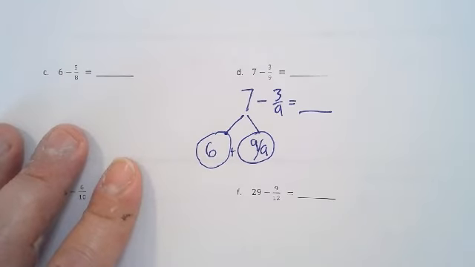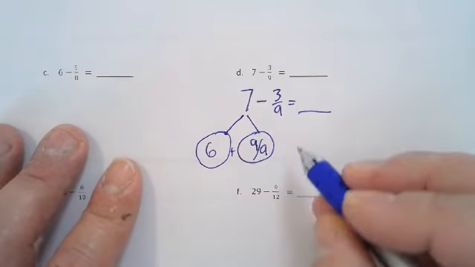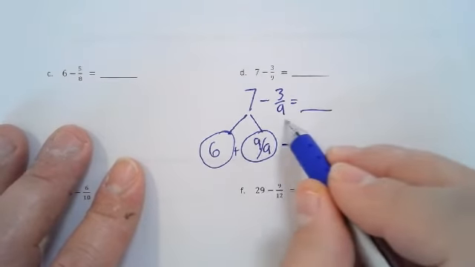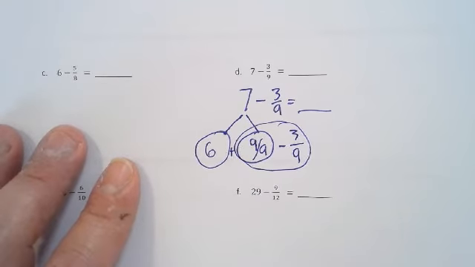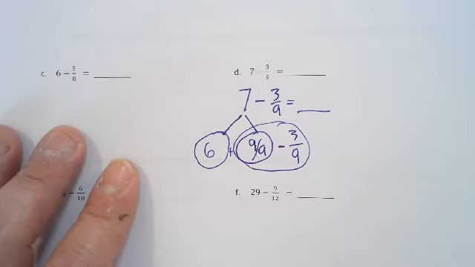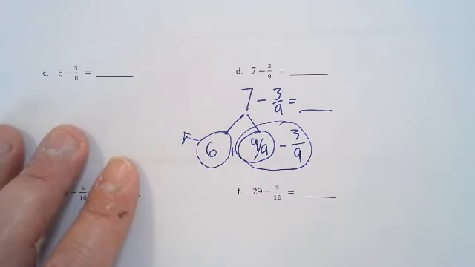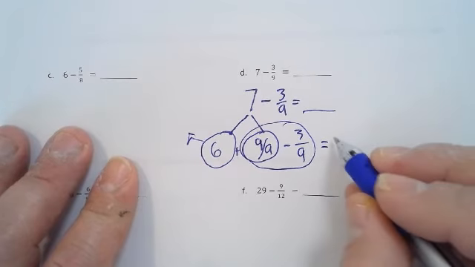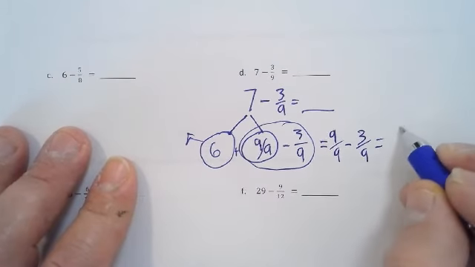Okay, so 7 can be represented in ninths as 6 9/9. Now, we're going to subtract 3/9 from it. Okay, now we're just going to focus on this part of the problem. I want y'all to start keeping this in mind. When you are subtracting mixed numbers, you can do the whole numbers first. Do the whole numbers first, then do the fractions, then simplify. So in this case, the 6 is going off to the side for a second while we subtract 3/9 from 9/9, I get 6/9.